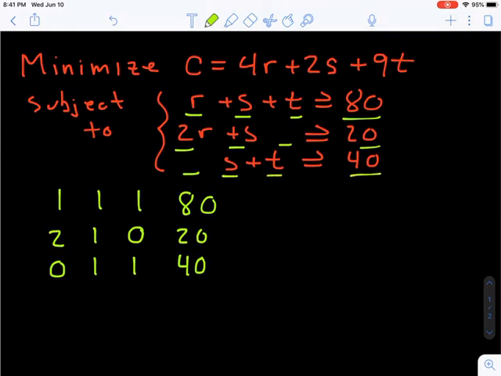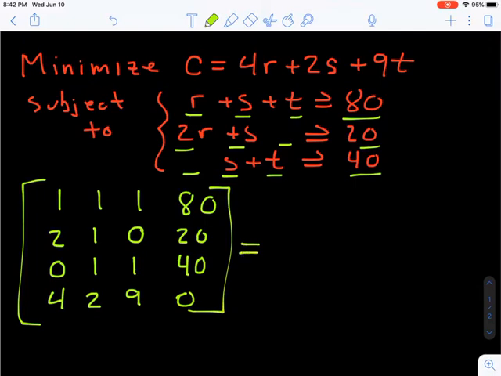And then, of course, we have to put our objective function in there. So we're going to have 4, 2, 9, and 0. All right, so that is our matrix. But we're not done with the matrices because now we need to do the transpose of that matrix. So that simply means to interchange the rows and the columns.